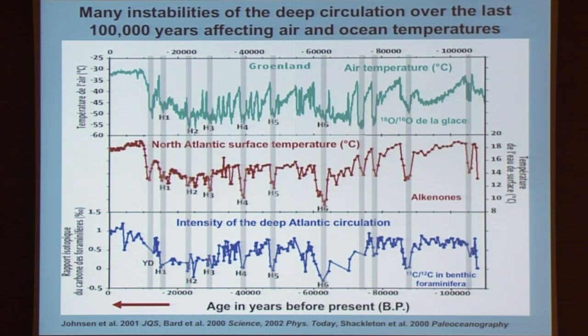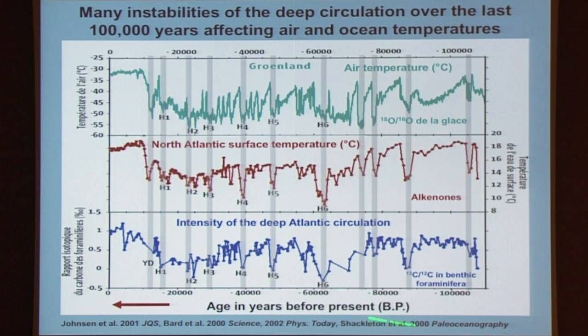Previously, I was showing many glacial periods over 1 million years. Here, it is only the last 100,000. Here, you have the 0, so the modern period. And what we can see is that, so this is the modern period, what we call the Holocene, and during the glacial period, there were large swings, large changes, in fact, in the intensity of the deep Atlantic circulation.